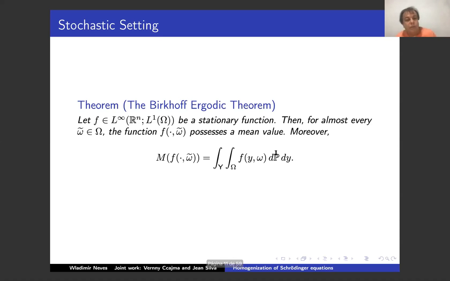And related to the mean value, you have the compactness theorem that we are going to use to get compactness. The Birkhoff ergodic theorem is going to tell you that the realization of some function f in L^infinity, bounded measurable on R^n with values in L^1 of Omega, for each omega tilde fixed, which we call the realization of a function, which is stationary, has a mean value, and moreover, this mean value is given by this integral on the right-hand side. So Birkhoff gives you the idea that a stationary function has the mean value for almost all realizations.